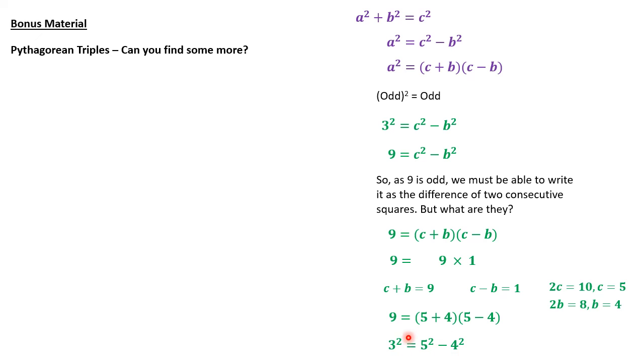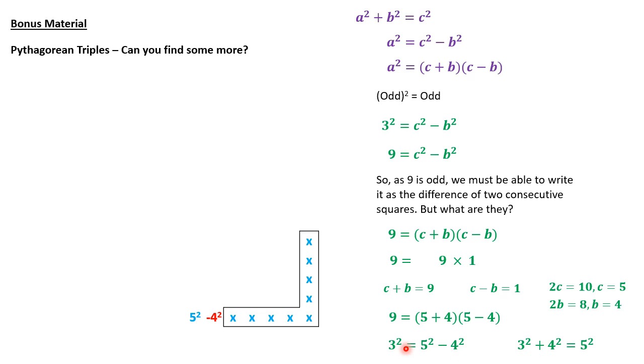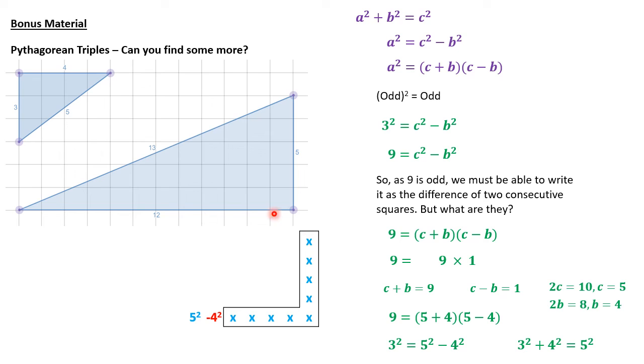So I've generated another triple, or I've generated the triple we had before. And I can rearrange that to be 3 squared plus 4 squared equals 5 squared. And there you can see it. 5 squared take away 4 squared gives me 9 crosses. And I've got the little triangle there that shows it: 3, 4, 5.